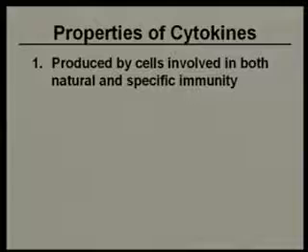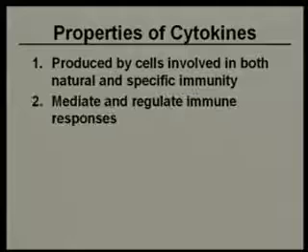Some of the properties of cytokines. Cytokines can be produced by cells involved in both the innate as well as the acquired or specific immune response. Again, the major role they play is that they help to mediate the immune response. We discussed this a little bit with the B cells. The way the B cells become activated is that the T helper cells will produce cytokines.